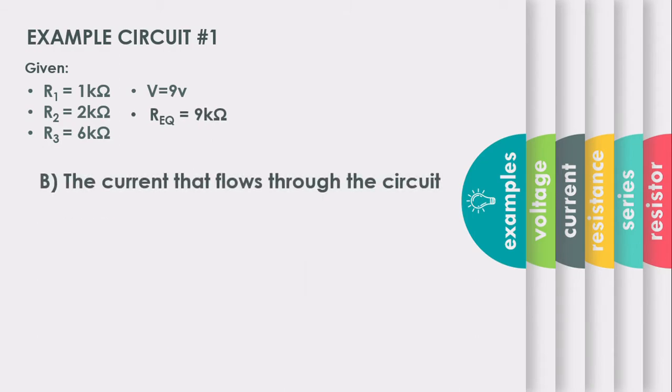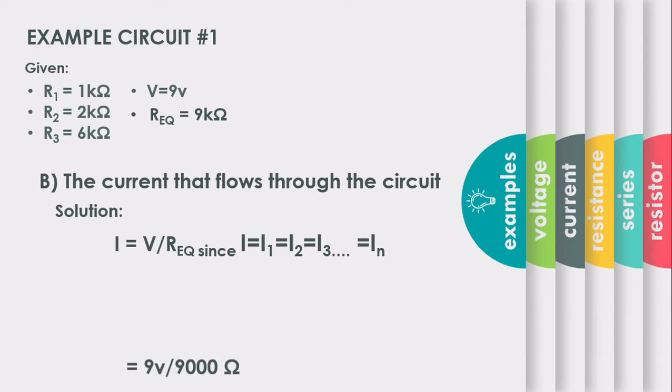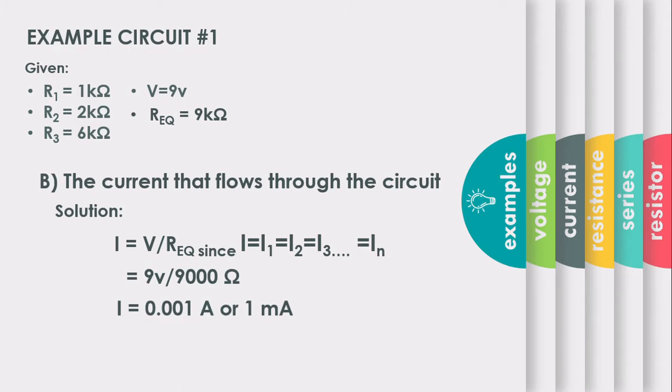Next thing that we will solve is the current. Since I said earlier that the current of a series circuit is equal to the current of each resistor connected in the circuit, the formula that we are going to use is this, which is the current is equal to the voltage divided by the equivalent resistance. First, we will substitute the given voltage and the equivalent resistance that we solved earlier to find the current, and then calculate it. The current of this example circuit is 0.001 amperes or 1 milliampere.